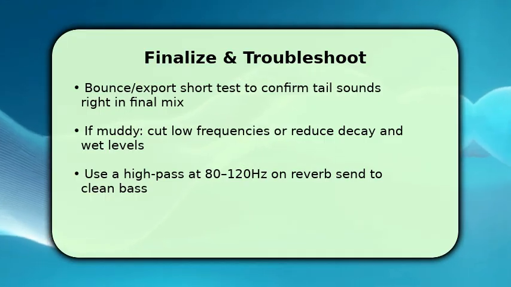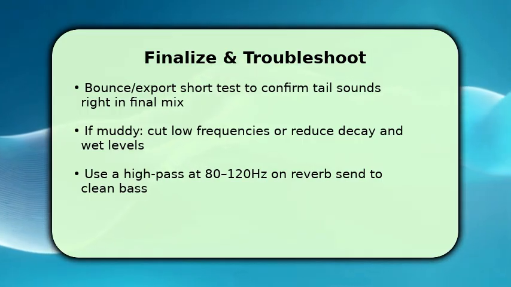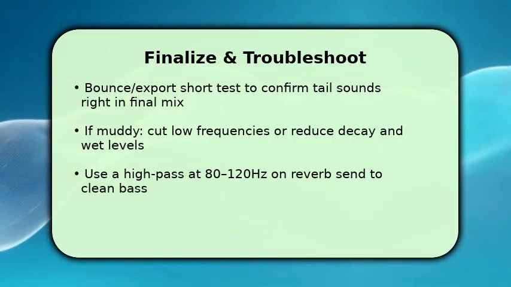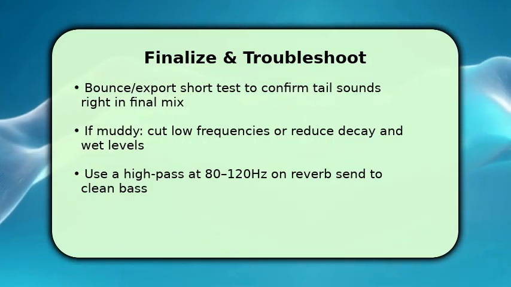Also apply a gentle high-pass filter to the reverb send around 80 to 120 Hz to remove excess low end. If you still hear clicks, make sure fades are applied before automation and that sample rates match across assets. Once satisfied, export the full master with your settings.